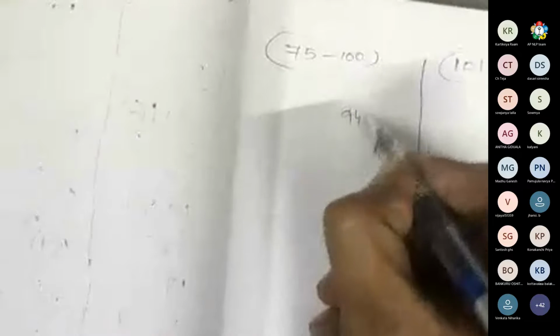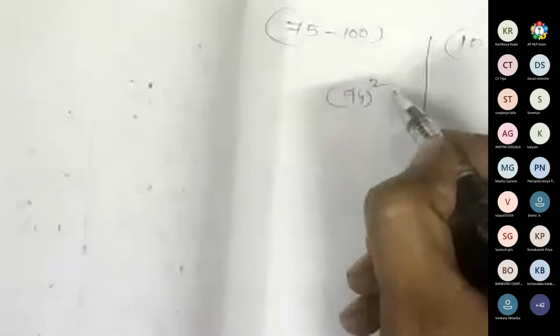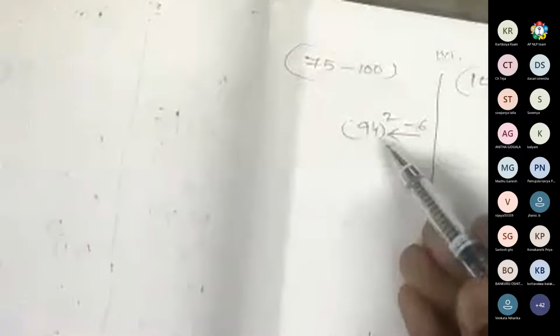for example, 94 whole square. You take 100 as the base for 94 whole square. For 100, it is 6 less. 6 square is 36. 94 minus 6 is 88. Answer 8836.